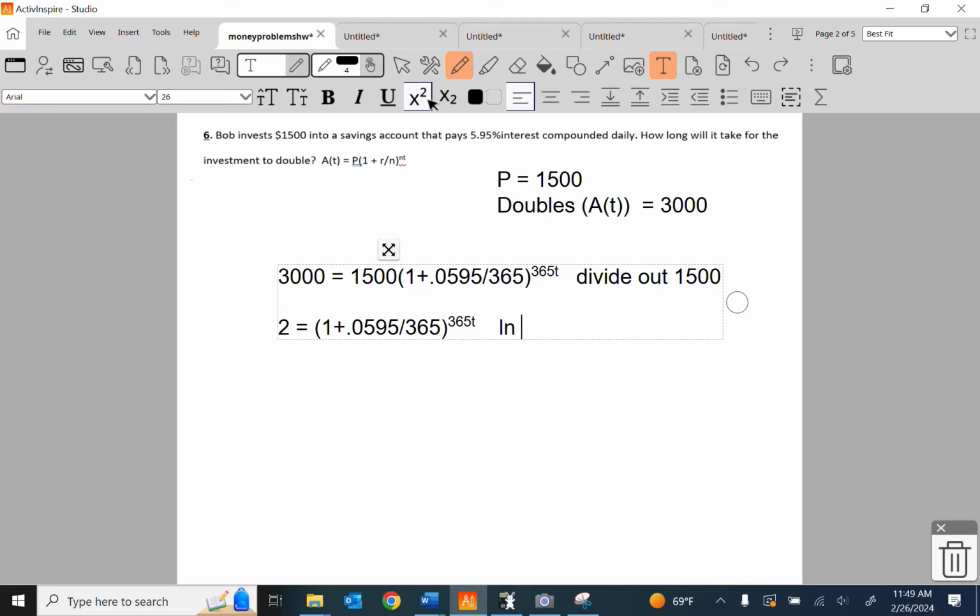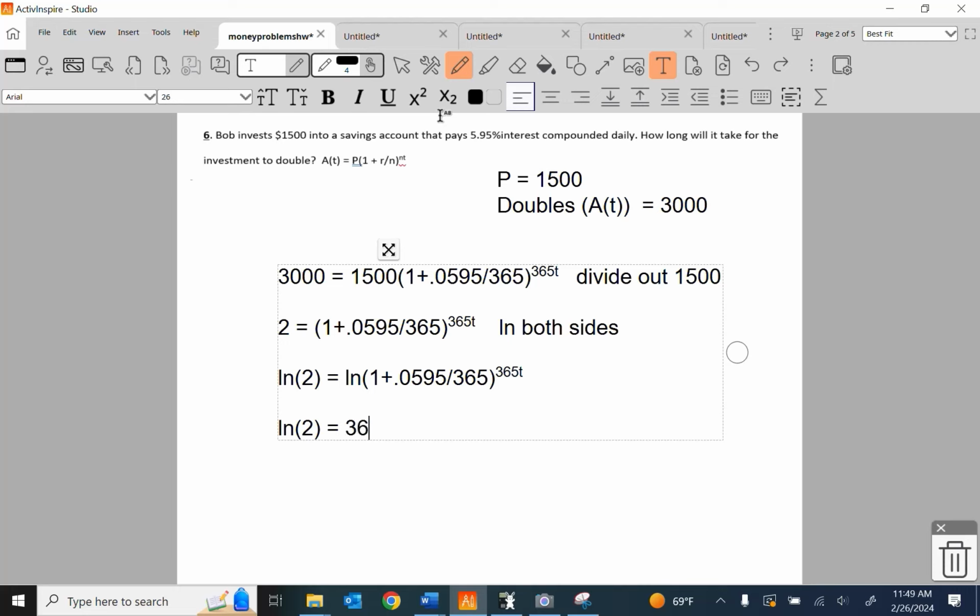And the technique now is to ln both sides. ln of 2 is equal to ln of this big thing. I wish you guys were smart enough for me to skip steps sometimes. That probably didn't sound too nice, but that's the truth. Natural log of 2, exponents out to the front, 365t times the natural log of that ugly looking thing right there.